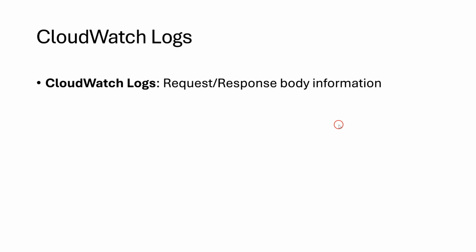When you enable CloudWatch logging for your API Gateway, you can gain access to detailed information about both request and response body. So in CloudWatch, we log both the requests, what we're getting from the client, and also all the responses, whatever we are sending back to the client. All these requests and responses will be logged in CloudWatch logs.